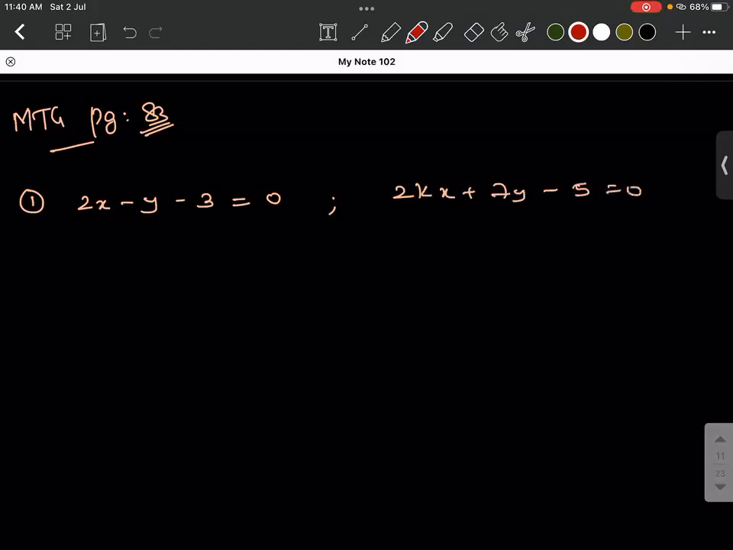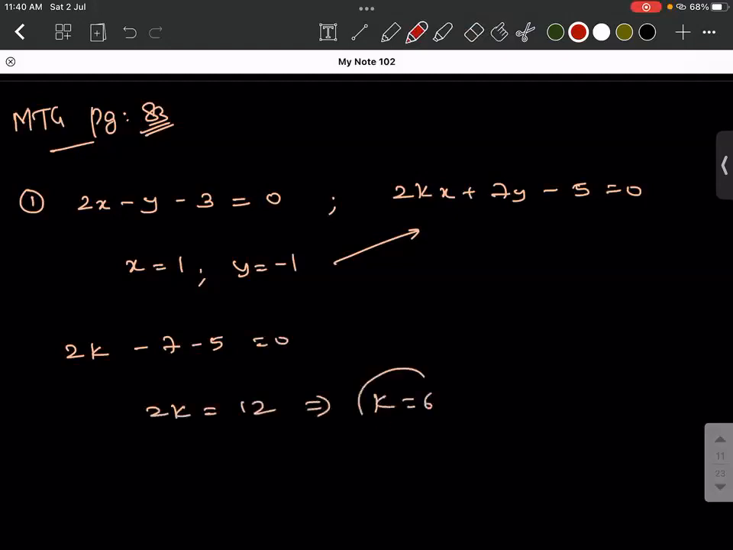2kx plus 7y minus 5 is equal to 0. So x is equal to 1, y is equal to minus 1. So take this and substitute it here. That's it. So 2k minus 7 minus 5 is equal to 0. So 2k is equal to 12, which implies k is equal to 6. That's the answer.